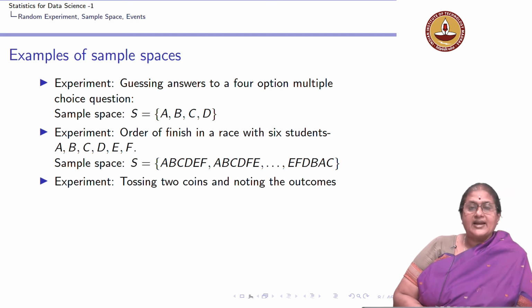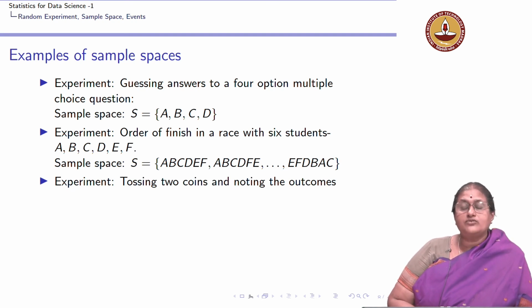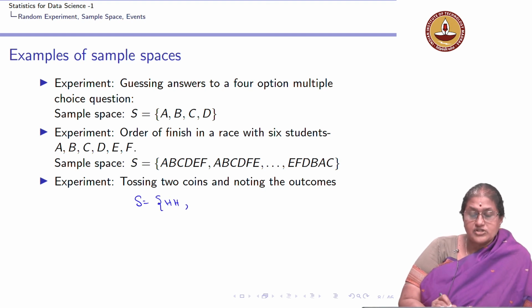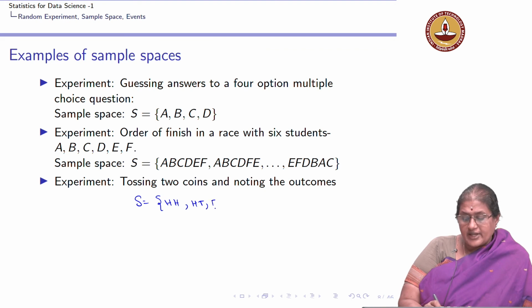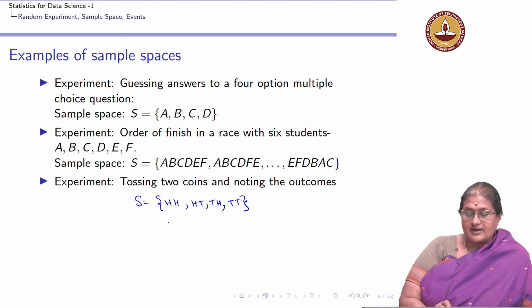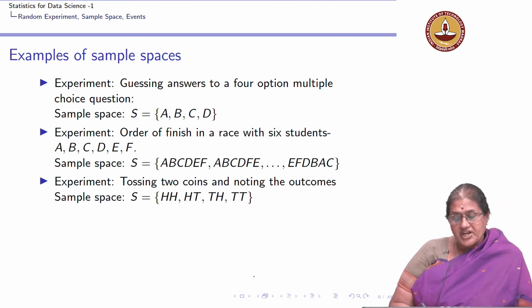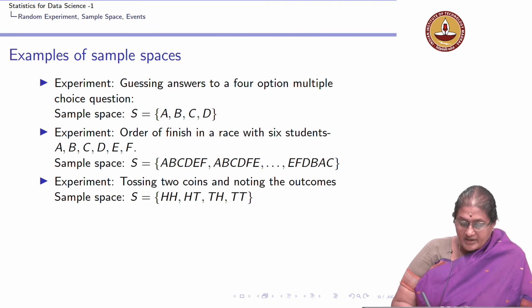Now, let us go on to the next example. So, I again have two coins. My sample space is: I can either have a head in my first toss and head in the second toss, or head in the first coin and tail in the second coin, tail in the first coin and head in the second coin, and tail in the first and tail in the second. So, I can represent my sample space of this experiment in this way: HH, HT, TH and TT.